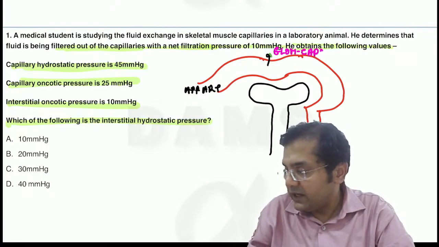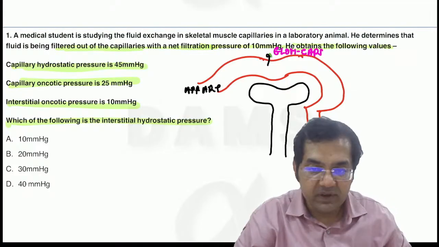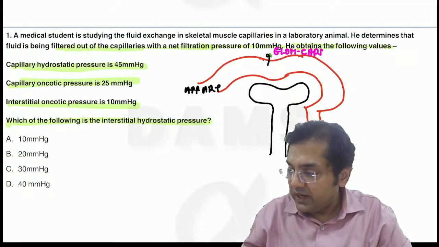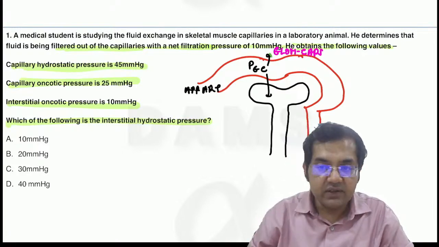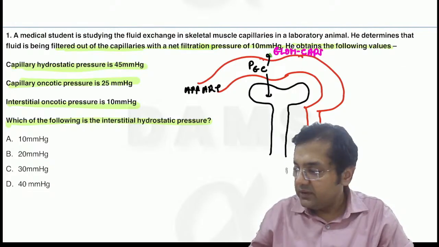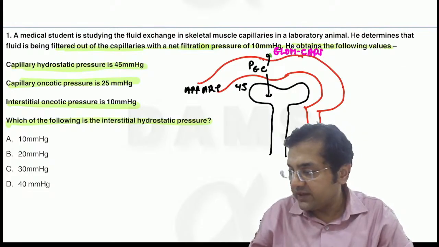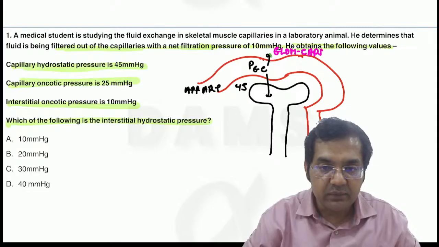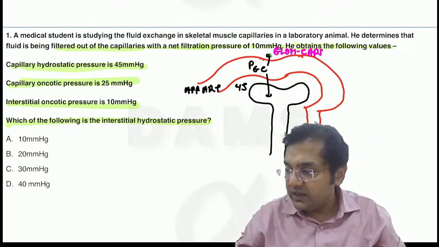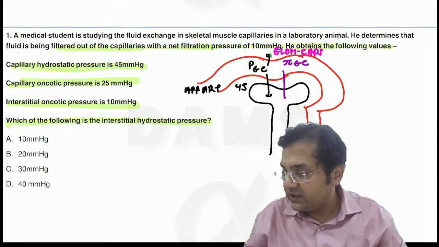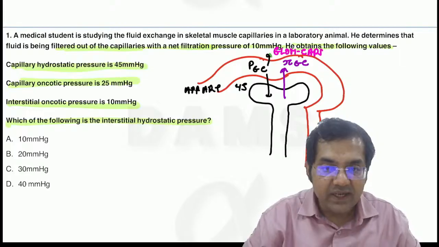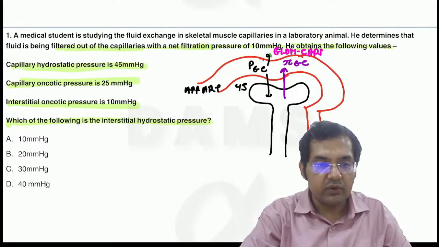And now let's write down all the pressures, right? So the hydrostatic pressure, remember, is PGC. It is trying to filter the plasma out. That is 45, right? So I will just write in front of this. This is a pushing pressure. Then I have the capillary oncotic pressure, which is pi GC, which is trying to pull back the fluid with a pressure of 25, right? 25, that is also given.